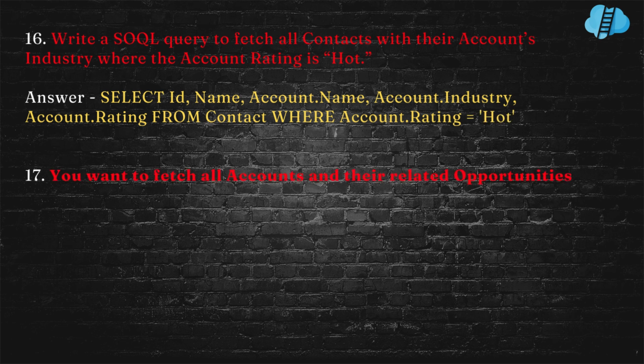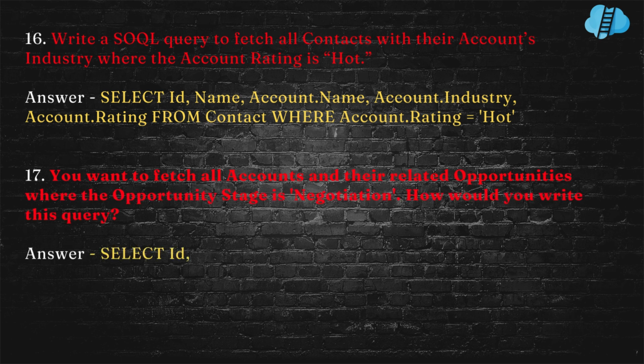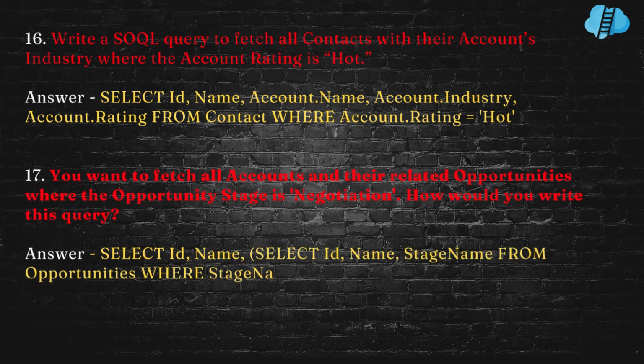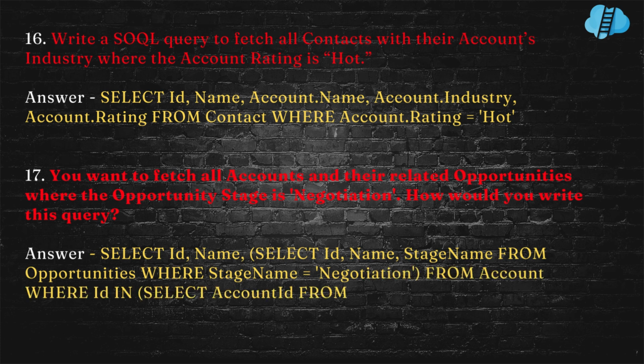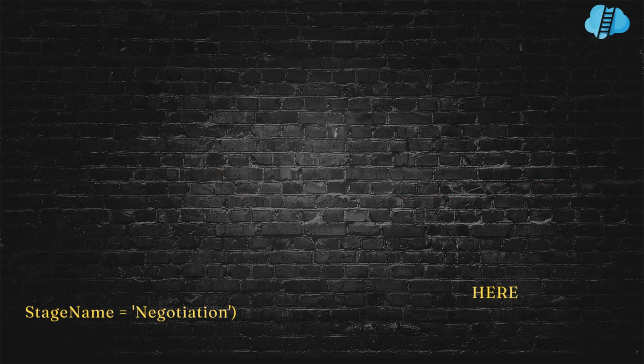17. You want to fetch all accounts and their related opportunities where the opportunity stage is negotiation. How would you write this query? Answer: SELECT Name, (SELECT Name, StageName FROM Opportunities WHERE StageName = 'Negotiation') FROM Account WHERE Id IN (SELECT AccountId FROM Opportunity WHERE StageName = 'Negotiation').